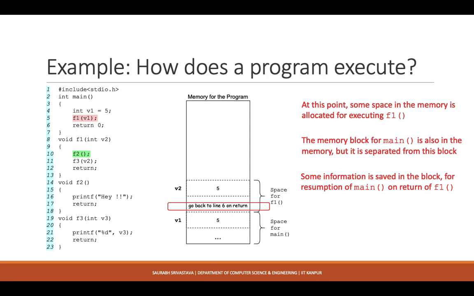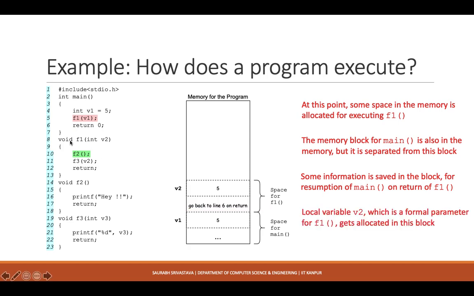One more piece of information that this block usually has is some kind of return information. So what does return information mean? You can see that this function f1 is being called at line number 5, for example, in this program. So as soon as this function finishes, the next statement that should be executed should be at line number 6. It is not really saved like this, it's a very simplified view, but the idea is that there is some information saved here which can help us go back to the calling function. So f1 here is the called function and main is the calling function. Whenever the called function finishes, we have to go back to the right position in the code in the calling function. So there is some information being stored here in order to do that.